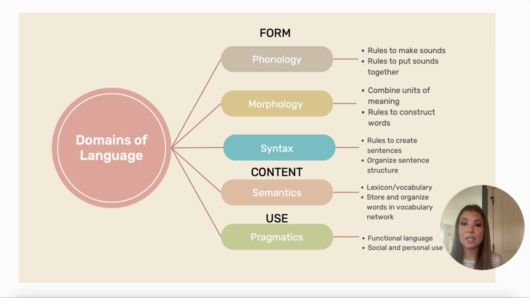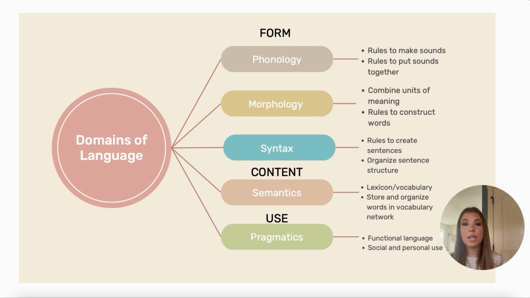So the first domain is called form, and that's the structure and organization that gives sounds and words and sentences meaning. Then we have content, which is the actual meaning of the words and sentences. Content is how we understand what people are saying to us. And it also allows us to express our own thoughts and convey what we're thinking or feeling. And then the last domain is called use. And it deals with how we use language functionally. So how we say what we're trying to communicate.